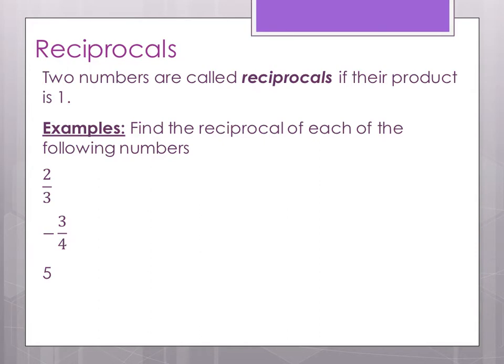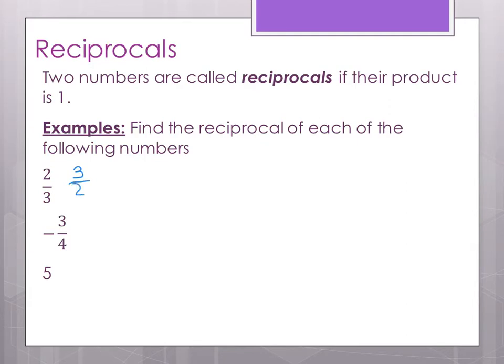So on to reciprocals. Two numbers are called reciprocals if their product is 1. That means if you multiply them together, you get 1 back. And that's a fancy way of saying a flipped version of that fraction. So really, if you take a whole number and you flip it, or you take a fraction and you flip it, you'll have its reciprocal. So in these examples, we're going to find the reciprocal for each of these. The first is 2/3. The reciprocal of that is going to be 3/2.